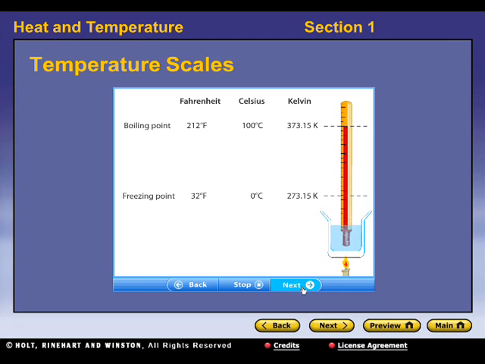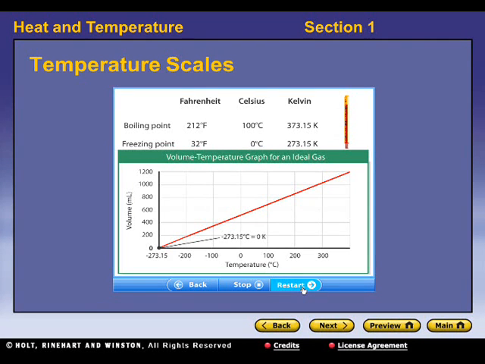This scale was invented after the concept of absolute zero temperature was discovered from the study of gases. As an ideal gas is cooled, its volume decreases linearly with temperature. It can be seen that the volume of an ideal gas would become zero when the temperature reaches minus 273.15 degrees Celsius. This is the temperature that is specified as zero on the Kelvin scale. It is absolute zero, the coldest possible temperature.